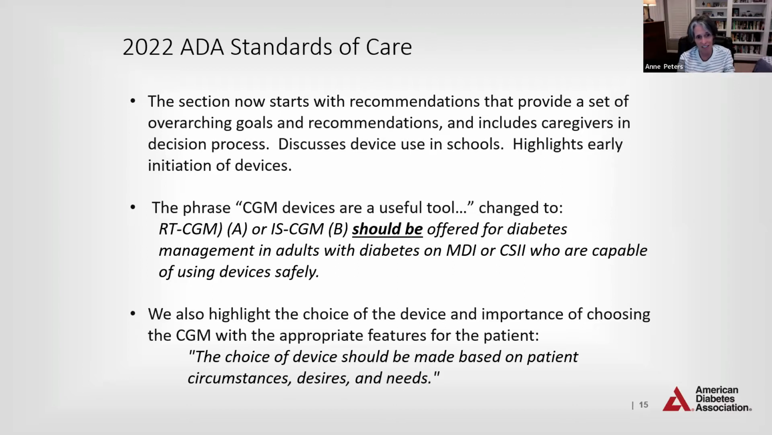So we finally take out this weird phrase, a useful tool, and we change it to should be, finally. And we now say that real-time CGM, which has level A evidence, which means that there's RCTs that support it, and intermittently scanned CGM, which primarily has data from these really well-done observational trials, should be offered for diabetes management in adults who are on MDI or CSII, who are capable of using devices safely. And we don't specify type 1 and type 2 here. We basically say anybody on intensive insulin therapy who's an adult should be on a CGM. And I think that's great. And I'm very proud of us for getting to this point. And again, we talk about the need for individualization.